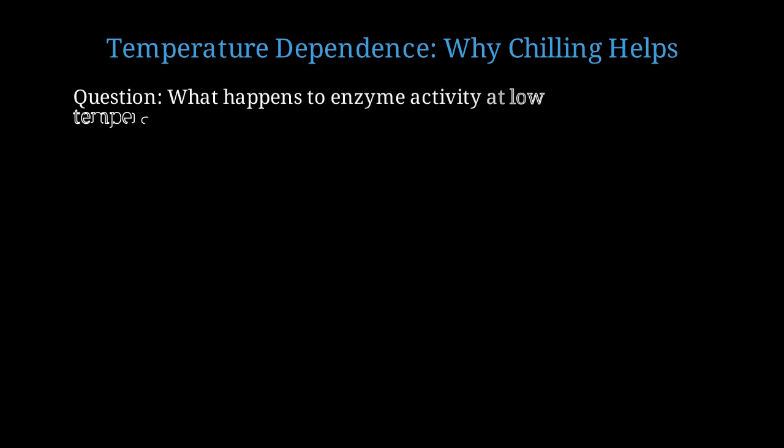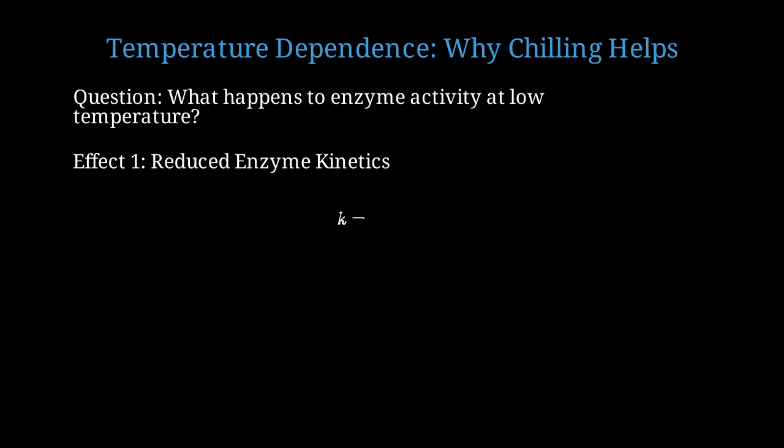Let's ask, what happens to the enzyme activity when we chill the onion? There are two key effects. First, enzyme reaction rates depend on temperature, according to the Arrhenius equation. Lower temperature means lower kinetic energy and slower reactions. The rate constant k equals A times e to the negative Ea over RT, where Ea is the activation energy, R is the gas constant, and T is temperature in Kelvin.